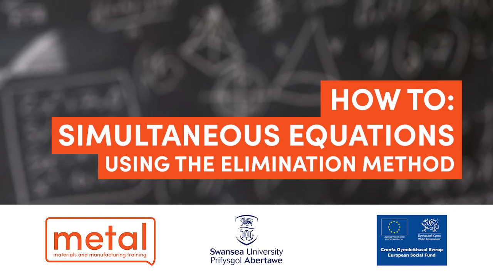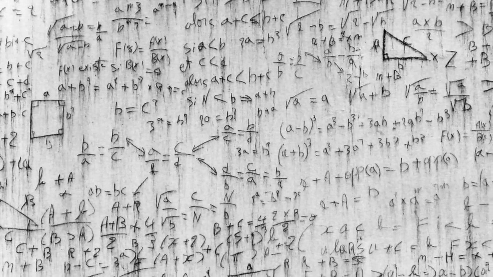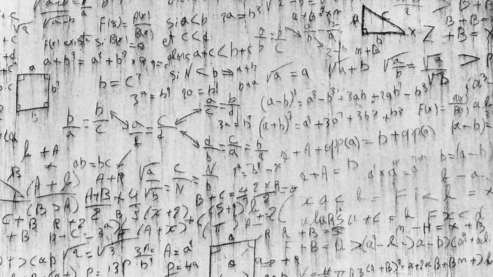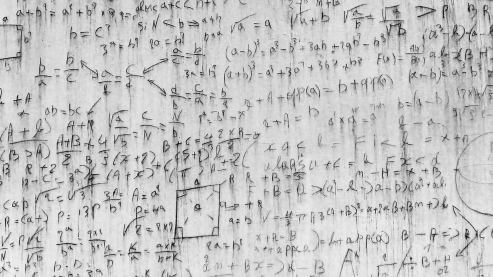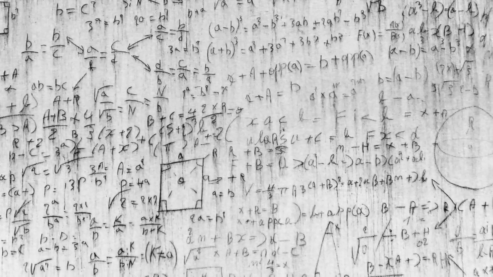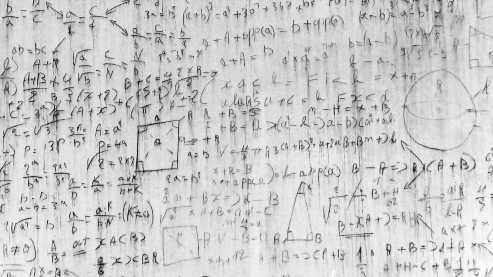Simultaneous equations. On occasions, you will come across two or more unknown quantities and two or more equations relating them. These are called simultaneous equations, and when asked to solve them, you must find values of the unknowns which satisfy all the given equations at the same time.